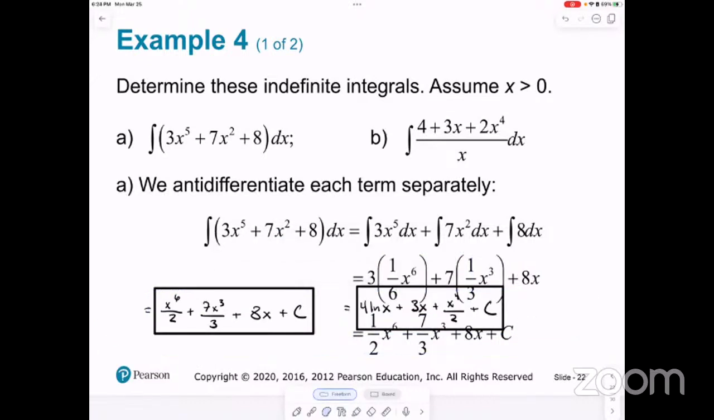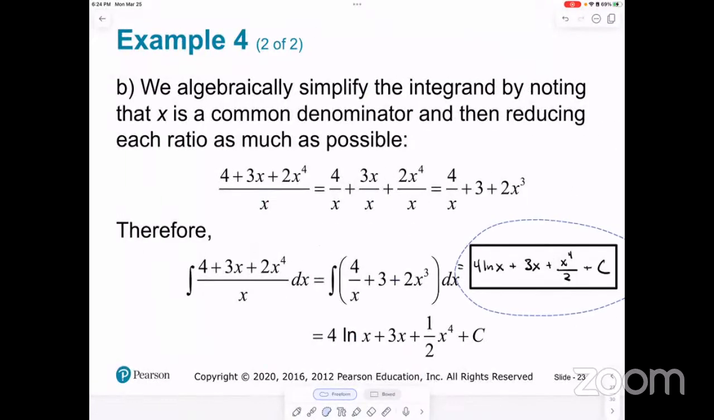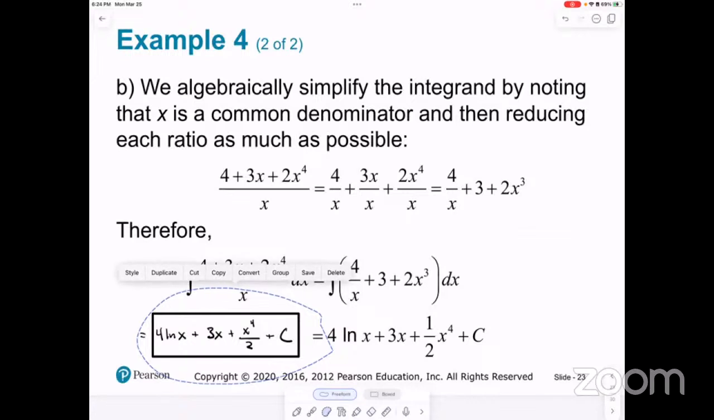Delete, right? X to the 6 over 2 plus 7x cubed over 3 plus 8x plus a constant. Okay, so that one checks out. Cut. Paste. 4 natural log of x plus 3x plus x to the 4 over 2 plus a constant. Okay, so they both check out.